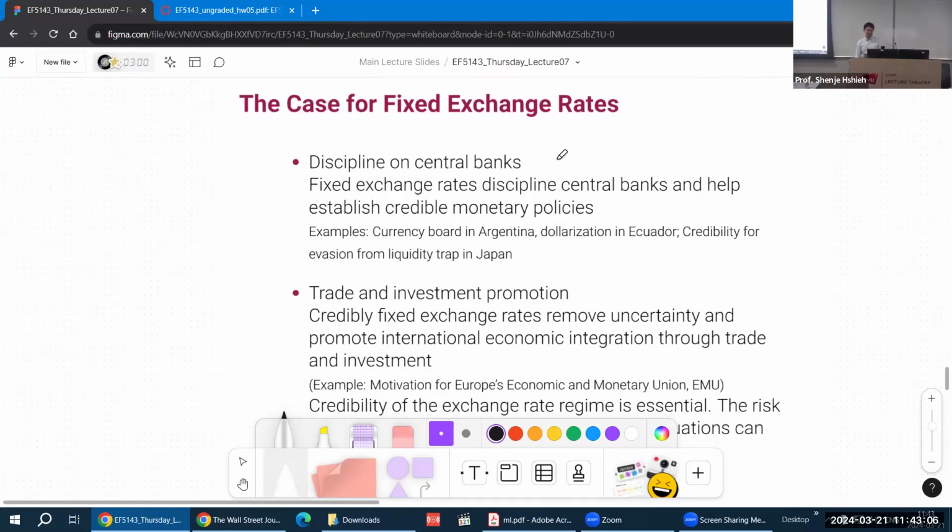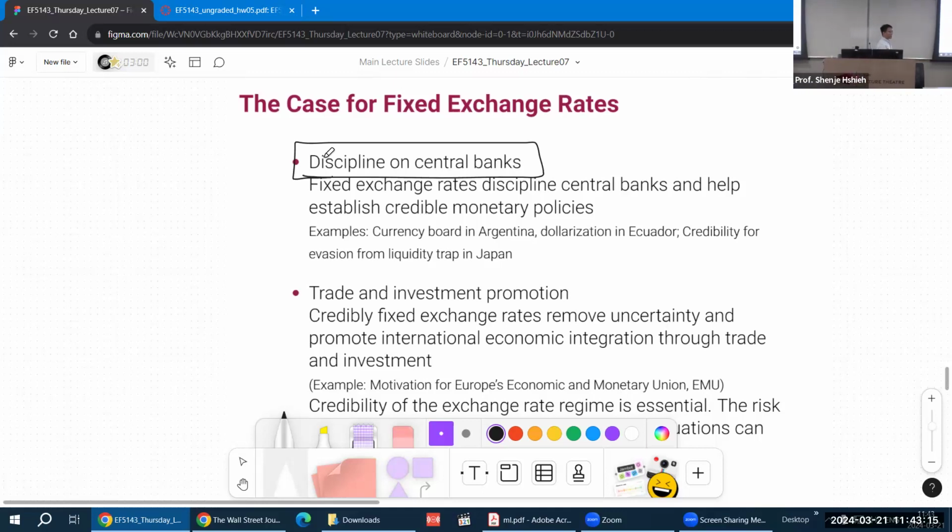So for fixed exchange rates, I think you can see that a fixed exchange rate can discipline central banks, right? Because it's a commitment device that they communicate to every other country that I won't arbitrarily devalue my currency and create excess volatility in the exchange rate and dissuade you from doing business in my country. If I commit to this exchange rate, like Hong Kong does, right? There's stability.